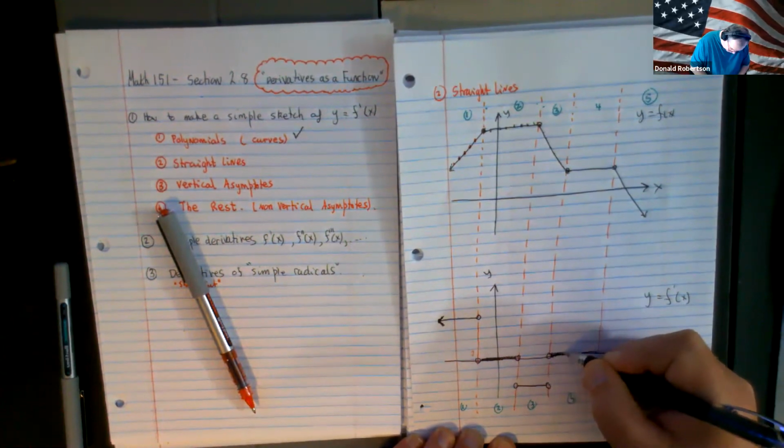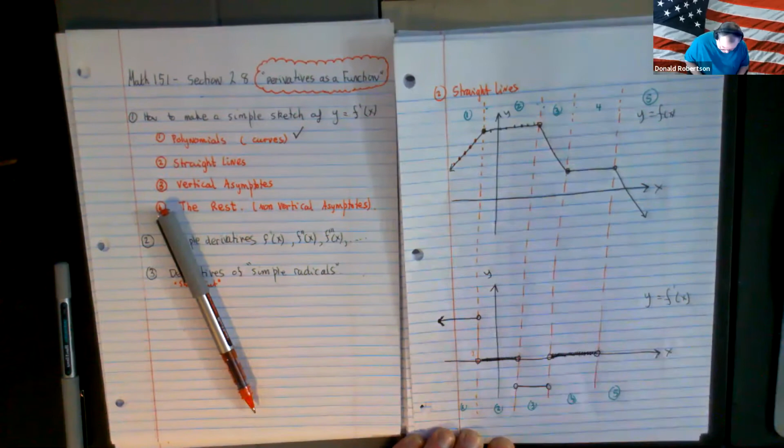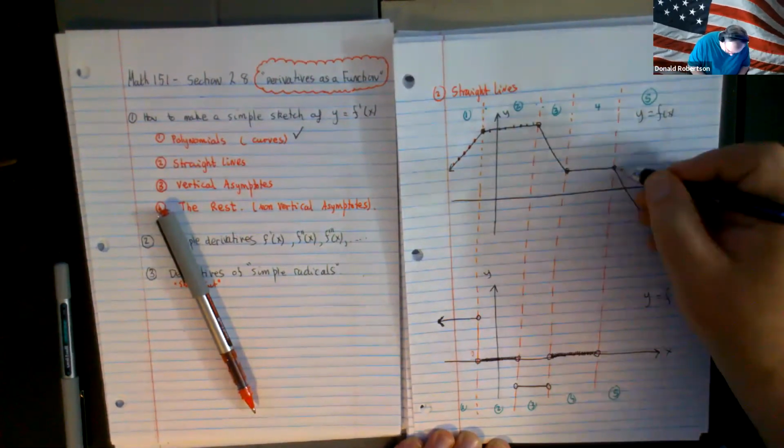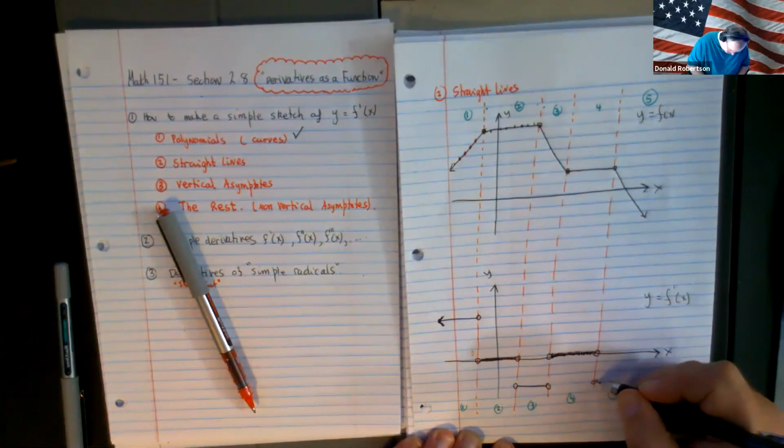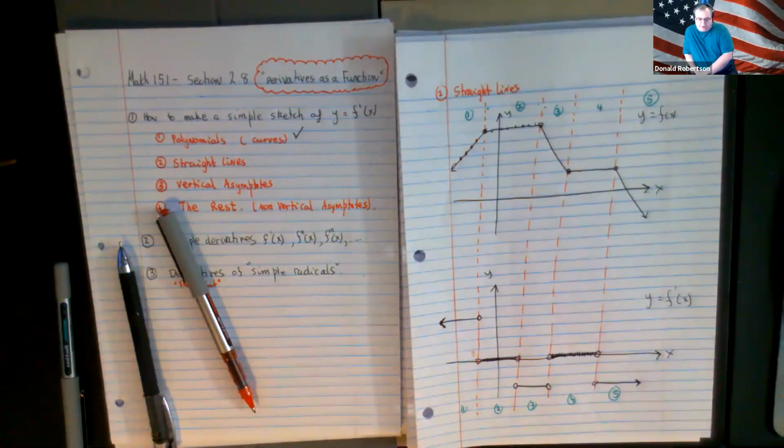The only reason I'm making the 0 ones a little bit thicker is it's hard to tell because the x-axis is in the way, right? And then region 5, would you agree that they're all negative? So that is what the graph of a straight line function looks like.